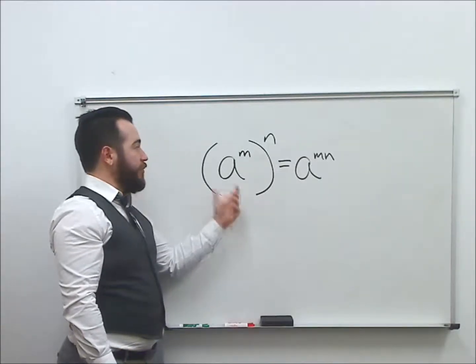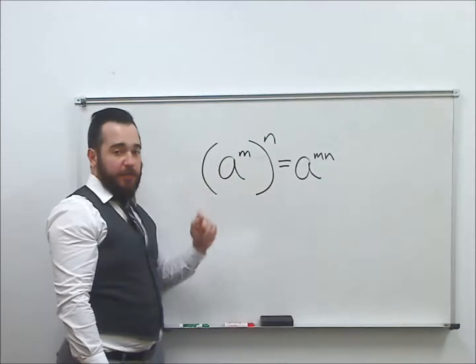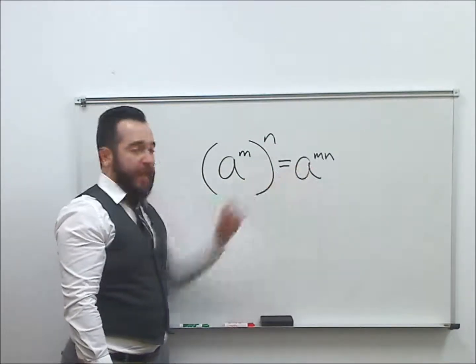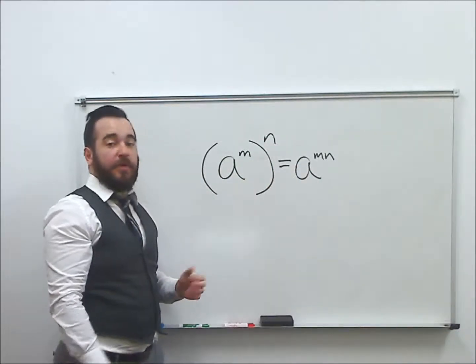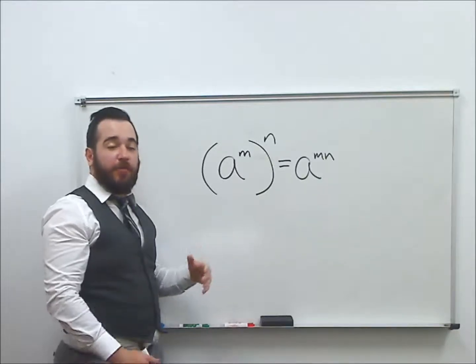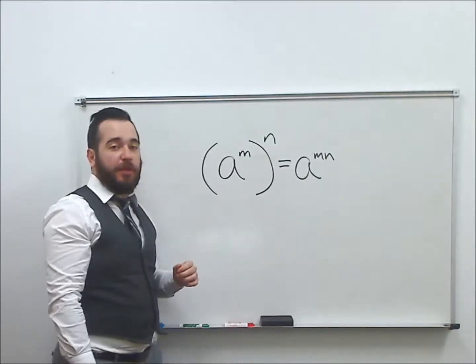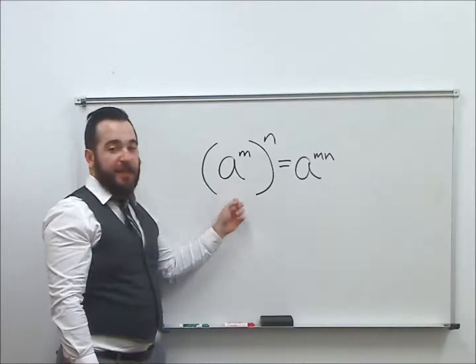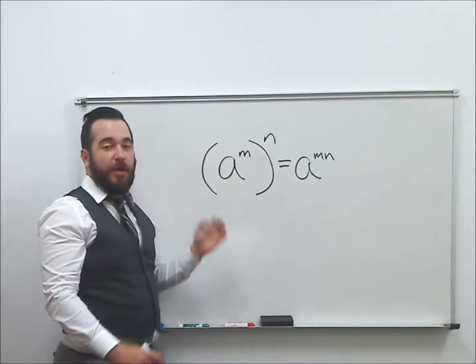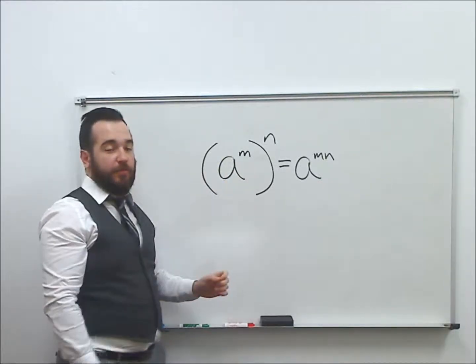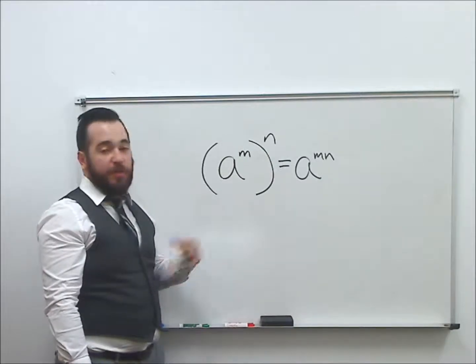So a to the m, quantity raised to the n, is going to equal a to the m times n. Fair enough, but it leaves a lot of room for confusion. Don't get it confused with the multiplication rule. Here we're raising something to a power. We're not multiplying things together. Okay, so let's do just a couple examples of this.